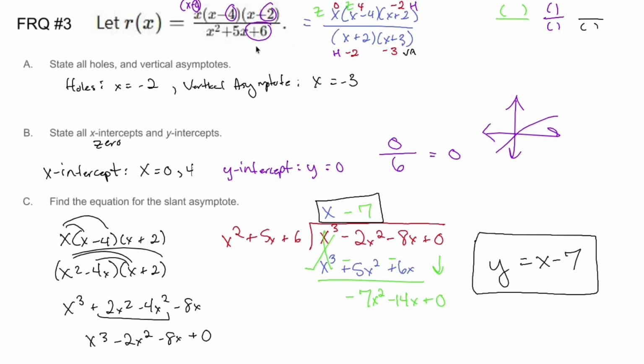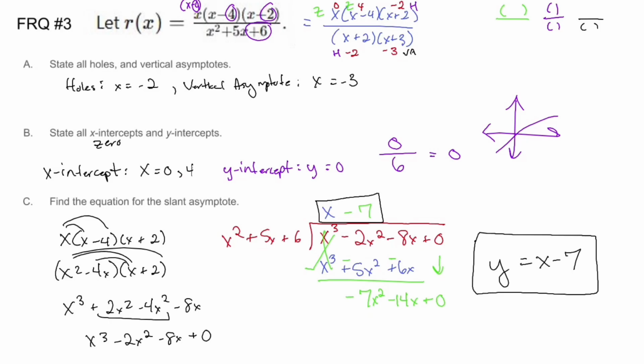All right, so this kind of gives us a little snapshot of what this looks like. We know that we have a slant asymptote of y equals x minus 7. We know we have x-intercepts and y-intercepts and holes and vertical asymptotes, and we can draw ourselves a general picture of what this will look like. Not that we had to, but we have a good idea as to what this will look like. All right, so that is the third free response question.